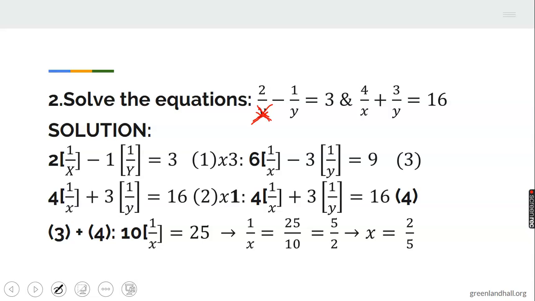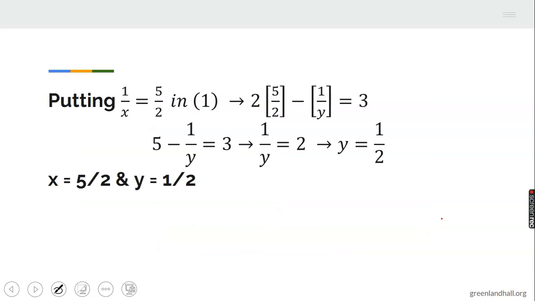I'm using the elimination method too here. I will exchange their coefficients. I want to eliminate y here. Better to eliminate y. So eliminating y, I multiply the first equation by 3. And the second one will remain the same, just multiply by 1. I will simply just add. So then I will have 10 into 1 over x equals 25. So 1 over x is 25 over 10, which is 5 over 2. Therefore x is finding the reciprocal of this, so that gives me 2 over 5, which is x.